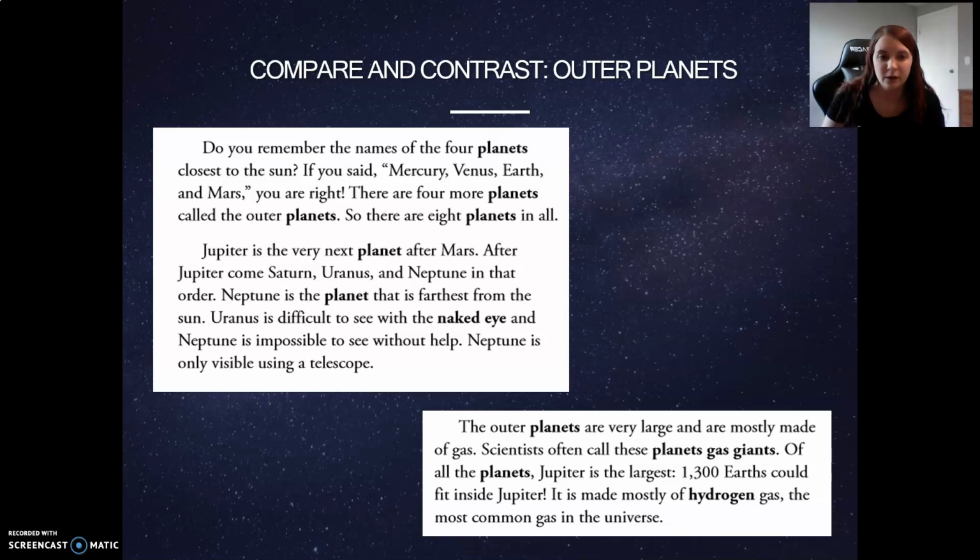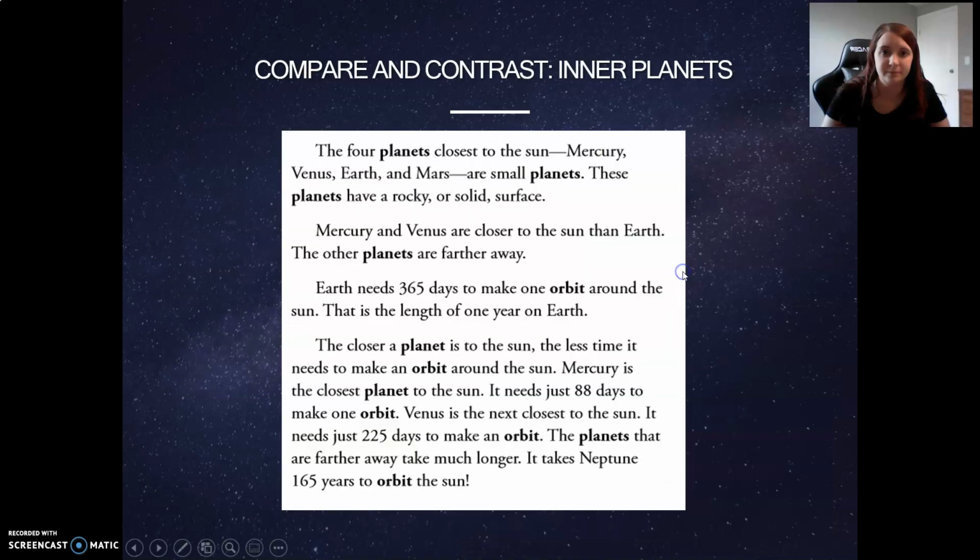The outer planets are very large and are mostly made of gas. Scientists often call these planets gas giants. Of all the planets, Jupiter is the largest. 1,300 Earths could fit inside Jupiter. It is made mostly of hydrogen gas, the most common gas in the universe. So that's the text we have for outer planets. Now we're going to look at the text we have for inner planets.